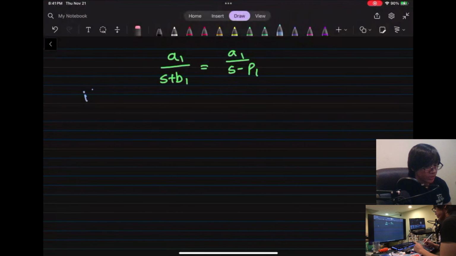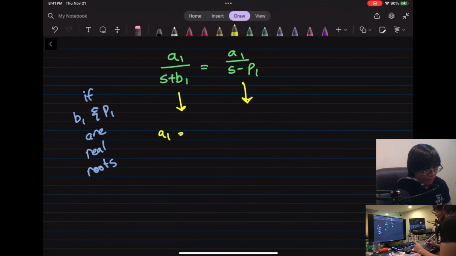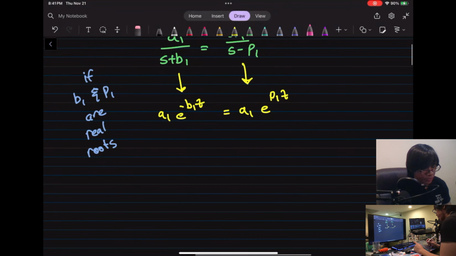So we're assuming the coefficients were real, and if B1 and P1 are real roots, then we have the inverse Laplace being A1 e to the negative B1t and A1 e to the P1t. So of course, the signs matter. If you're doing it in notation for B1, B1 needs to be positive for this to remain in decay, which is what we want. And for using poles, we would want the P1 to be negative here. I mean, technically, this is a double negative, so it becomes positive.